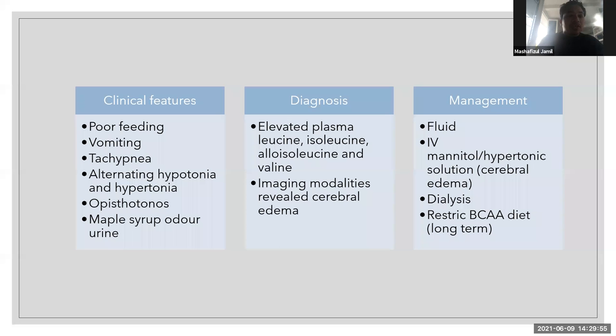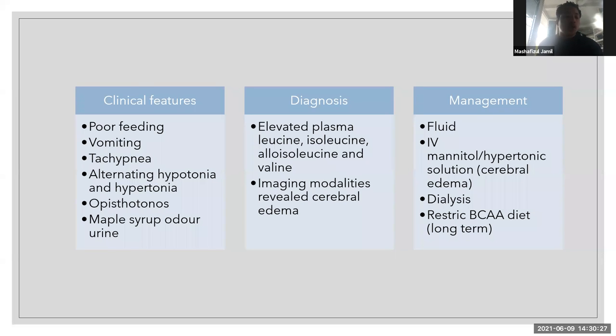Next slide. So the clinical features would be poor feeding, vomiting, tachypnea, alternating hypotonia and also hypertonia or opisthotonus, and also maple syrup odor urine due to the keto acid itself. So the diagnosis is made by observing the elevated plasma leucine, isoleucine, alloisoleucine, and also valine. Sometimes imaging modalities are needed to reveal any cerebral edema.